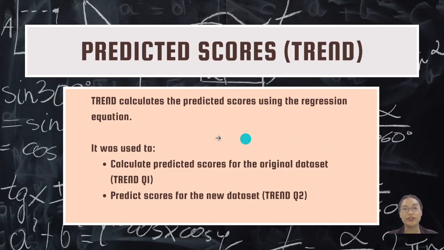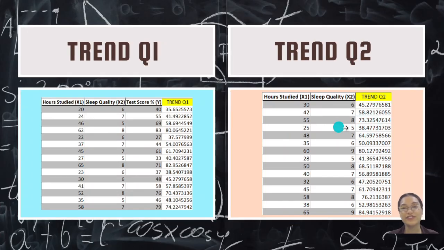So now, predicted scores. Trend calculates the predicted scores using the regression equation. It was used to calculate predicted scores for the original dataset, or Trend 1, and to predict scores for the new dataset, or Trend 2. So here's the Trend 1 and Trend 2.